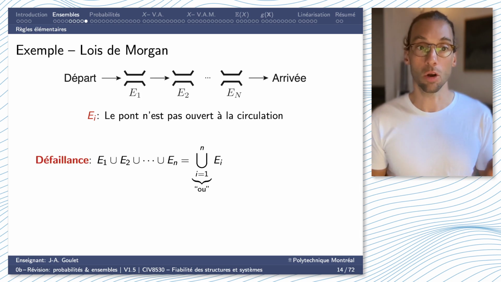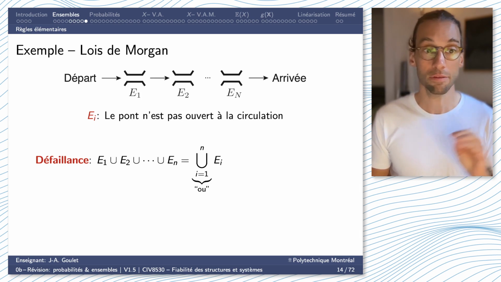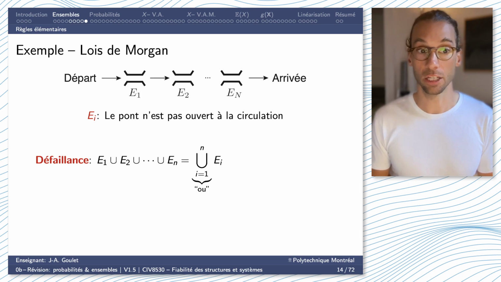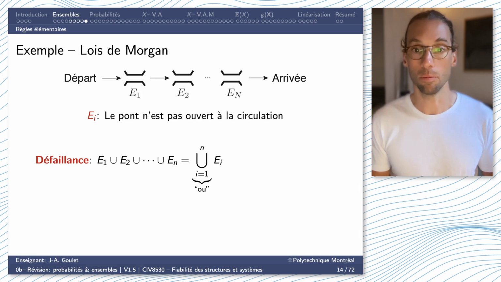So we're going to say that our system is going to be failing if we have the union of our nth event. Basically, we're going to fail if E1 is not open to traffic, or E2 or E3 or En, or any of those combinations. So we can represent the failure here as the union of our event EI, bridges not being open for traffic.